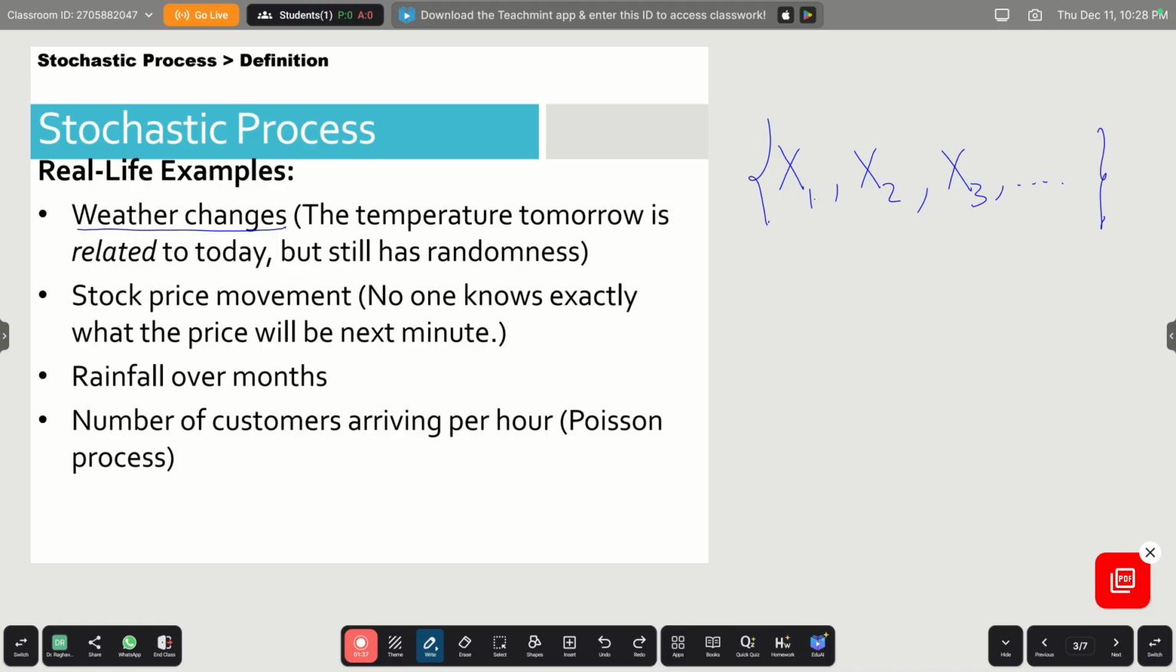Similarly, you can consider the stock price movement. Stock price changes every minute, right? And similarly, rainfall over months. You may consider x1 for the first month, x2 for the second month, right? Similarly, the number of customers arriving every hour. The number of customers will be different, right?